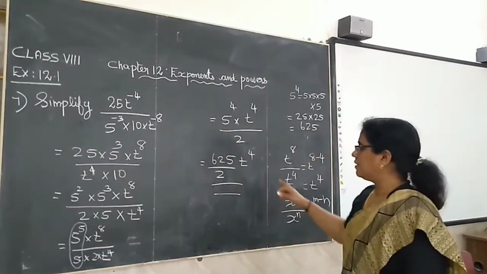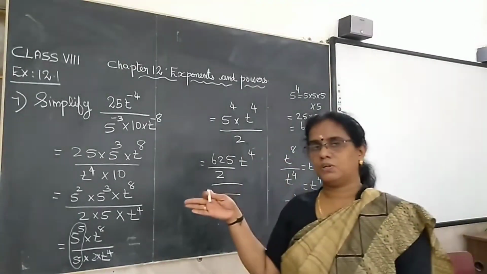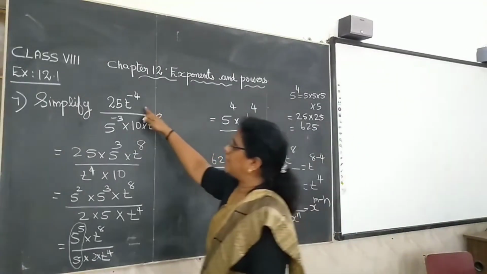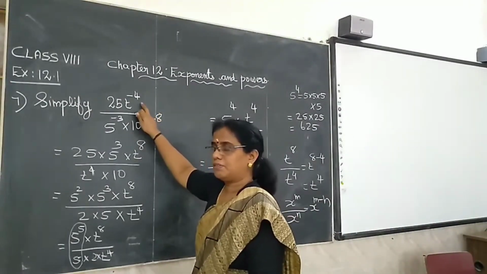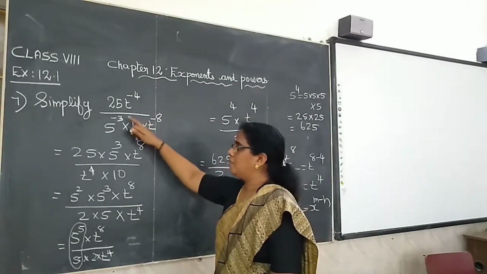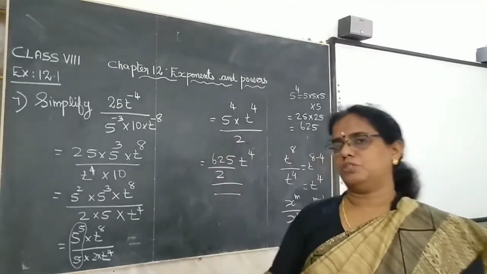divided by 2 t raised to 4. So first you study the laws of exponents, then start doing the problems, and anywhere a negative power is coming in the numerator, take it to the denominator. If the denominator power is negative, take it to the numerator, so that the powers become positive.